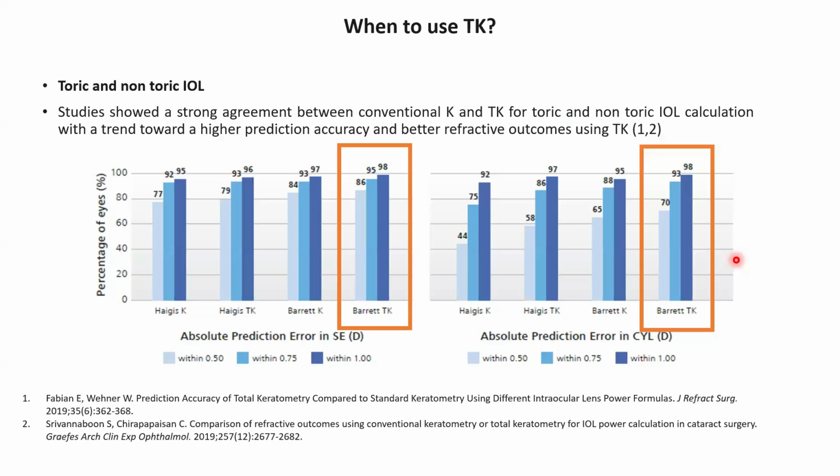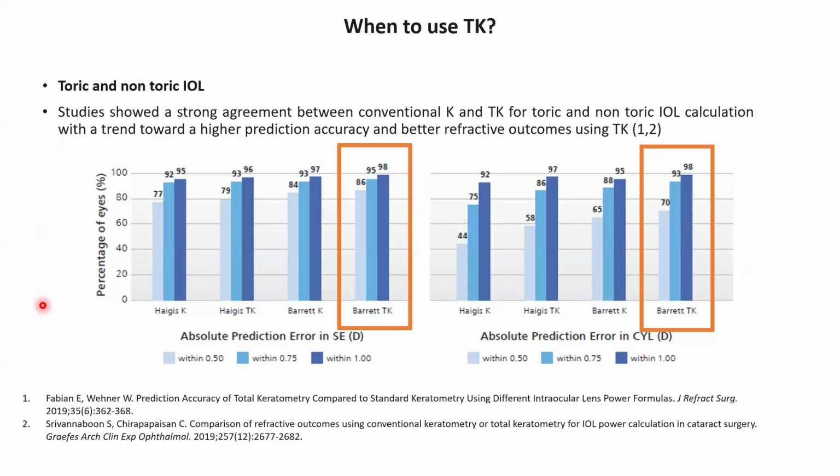So when do we use TK values? TK values can be used to decide about toric and non-toric IOL, and studies have shown that there is a strong agreement between the conventional K and the TK, or the total K, or the true K, for toric and non-toric IOL calculation, with a trend towards a higher prediction accuracy and better refractive outcomes using the TK.